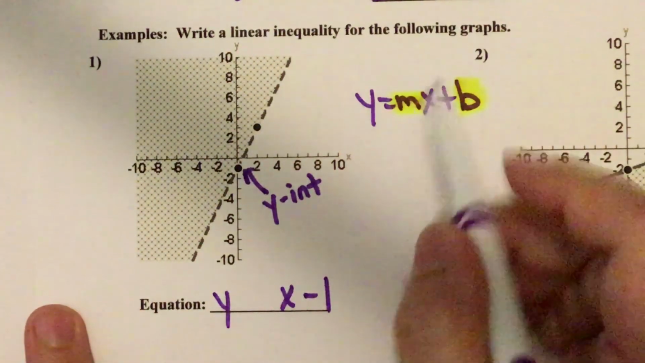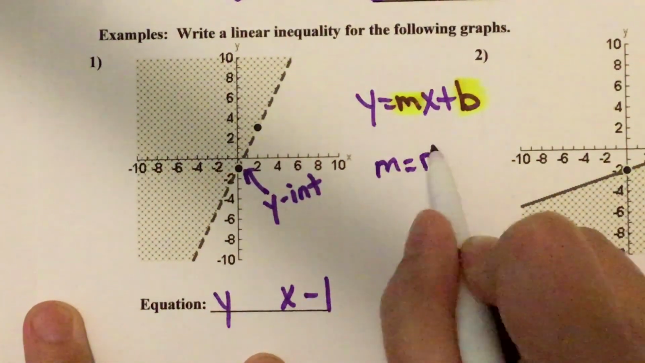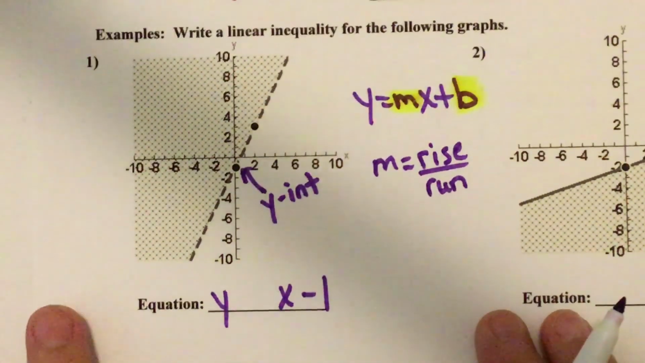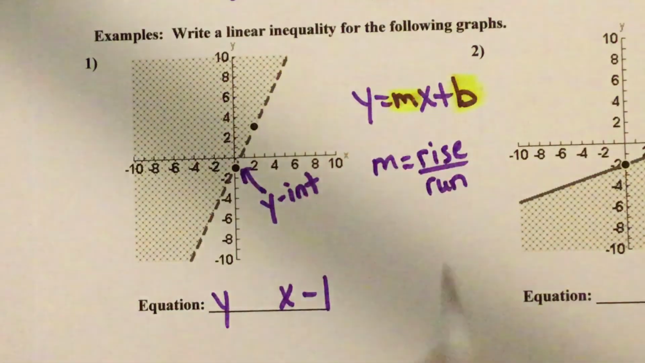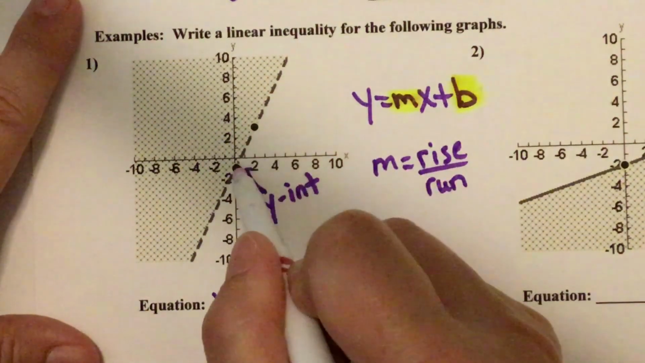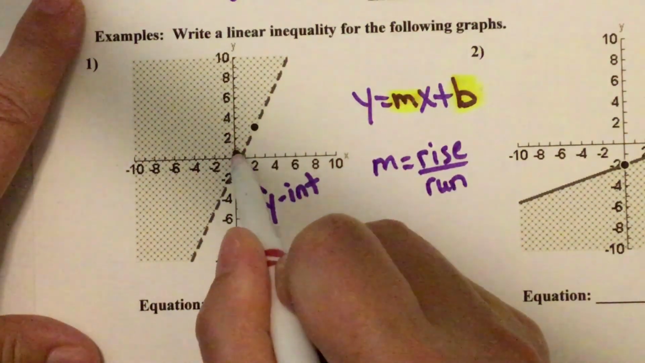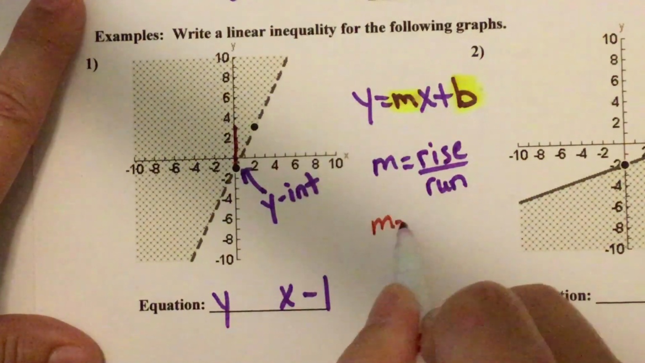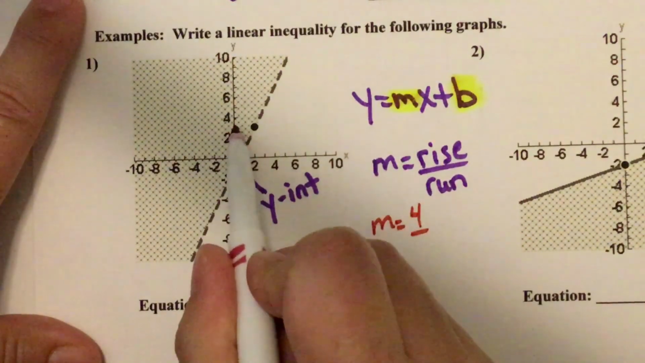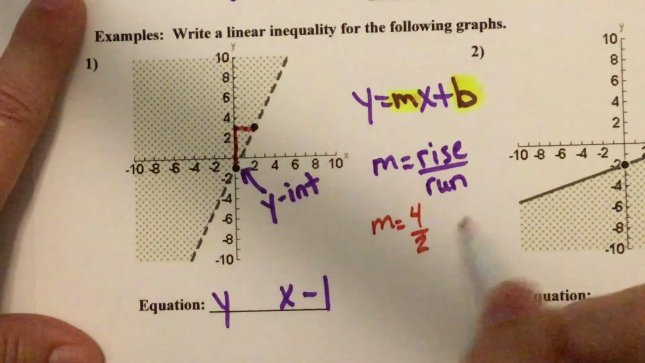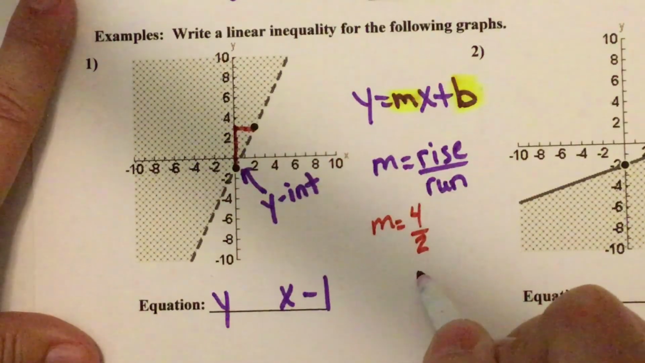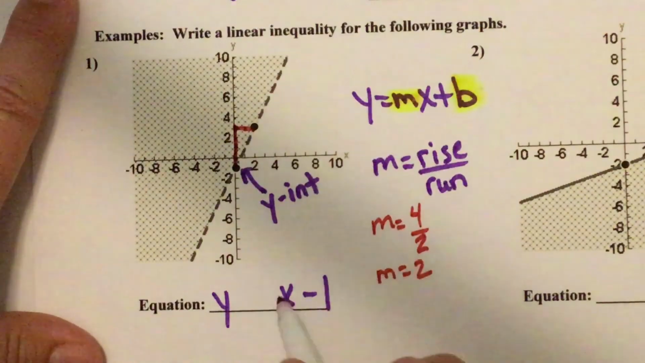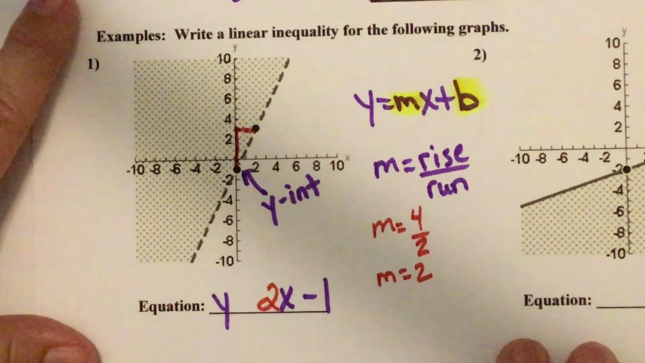Okay, now I need to do slope. And remember, you find slope by counting rise over run or fall over run. So to get from the left point to the right point, I rise up 1, 2, 3, 4. So my rise is a 4. And my run is a 1, 2. Remember, you always reduce fractions if you can. And 4 divided by 2 is 2. So this one has a slope of 2.